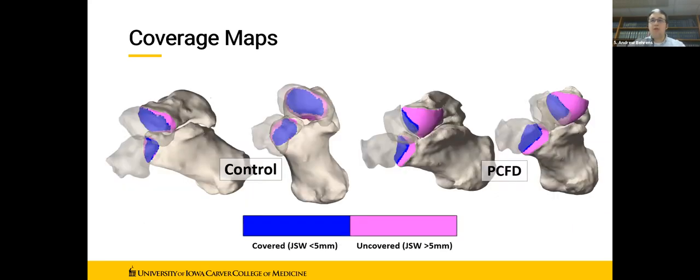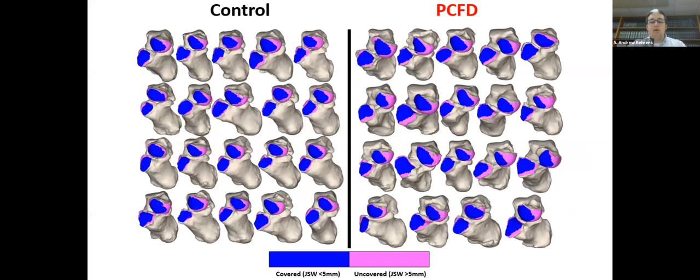Here we can see a control case on the left and a PCFD case on the right. In general, you can see there is more coverage in the control case and that it is more evenly distributed. The right side of all these images is the medial side, while the bottom is inferior. Coverage is clearly decreased in the medial regions for patients with PCFD when compared to controls. Now, looking for these trends across the cases we studied, you can see that the control cases, again, have more coverage medially and inferiorly when compared to PCFD cases.